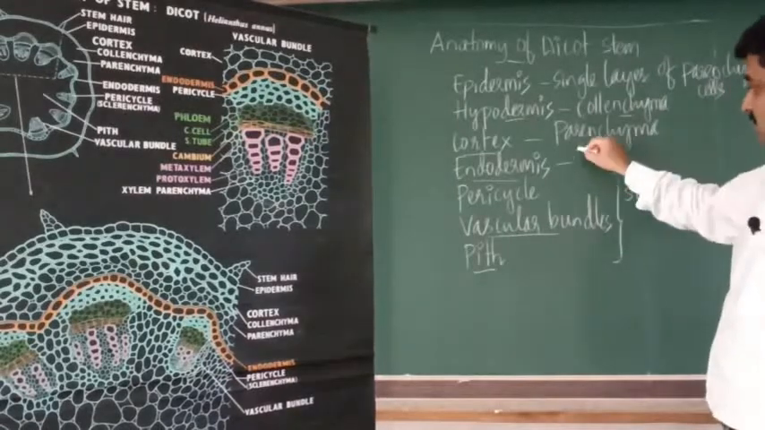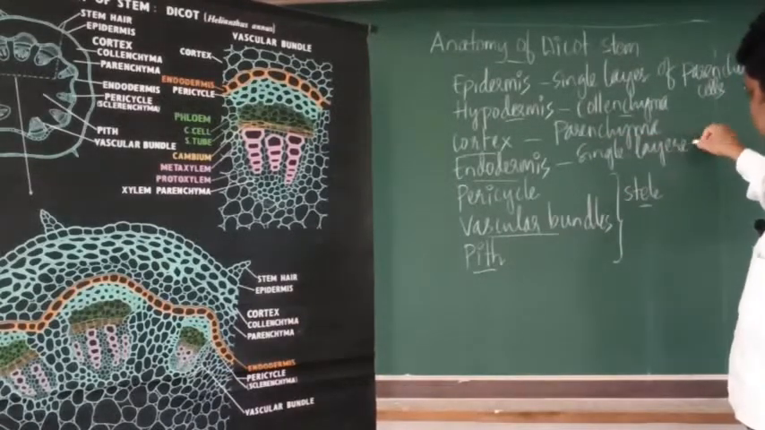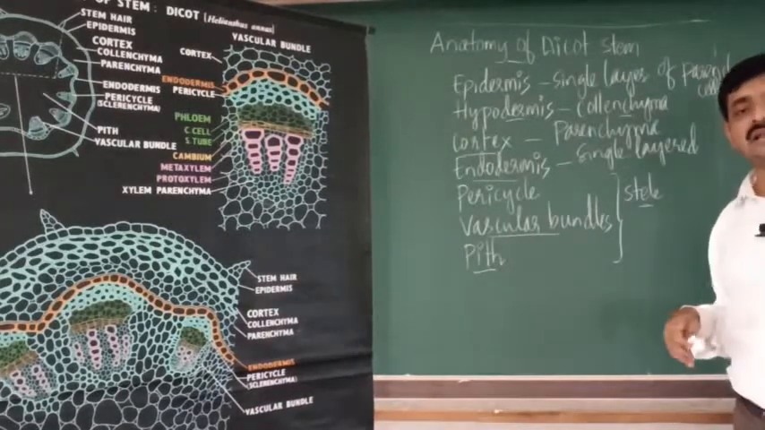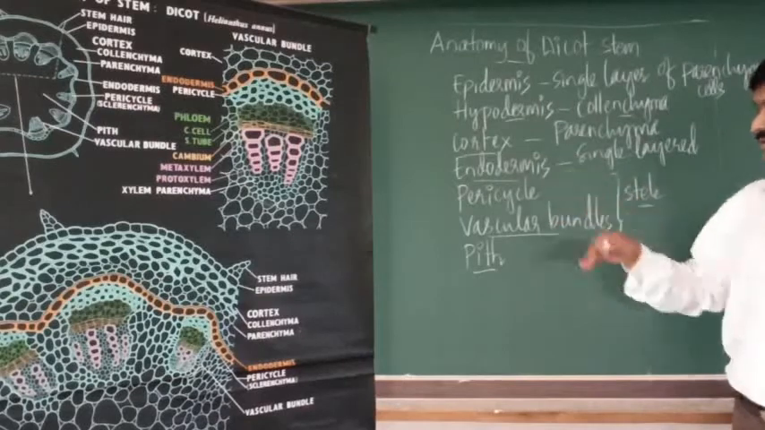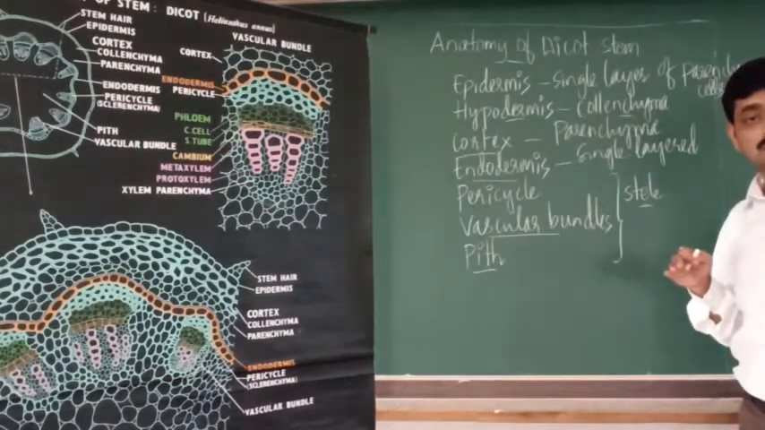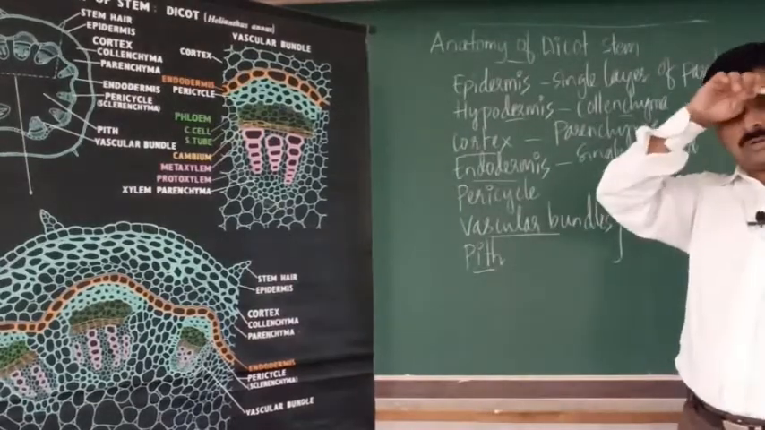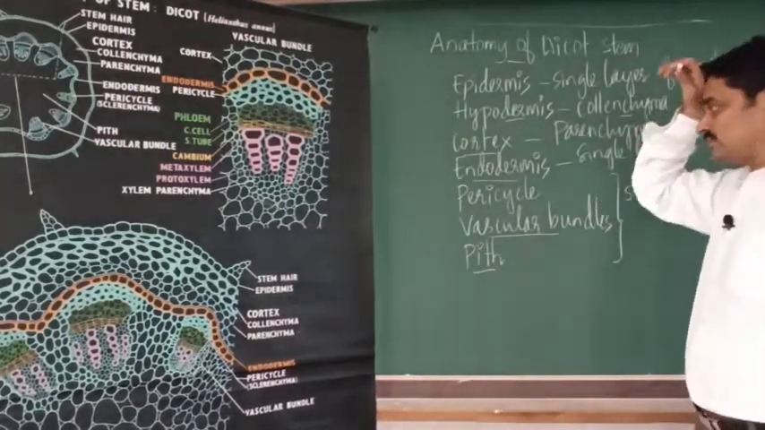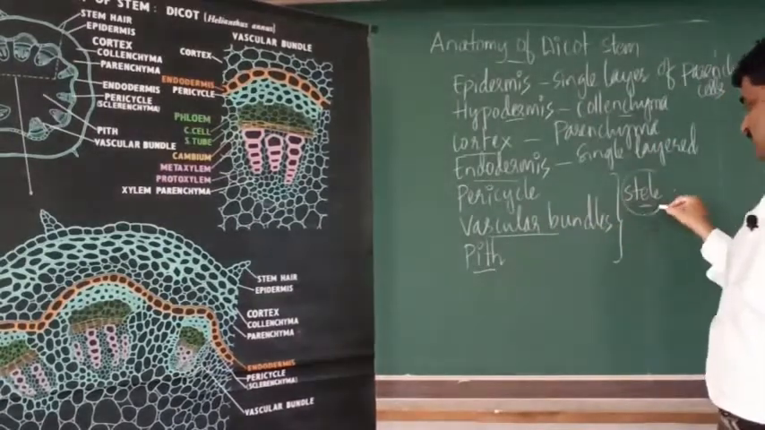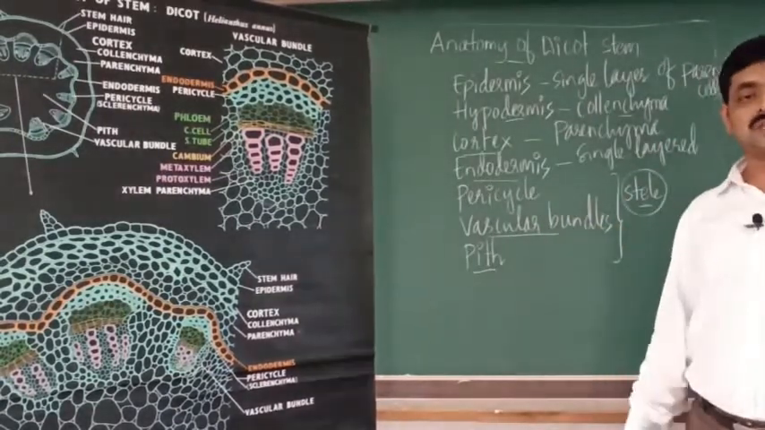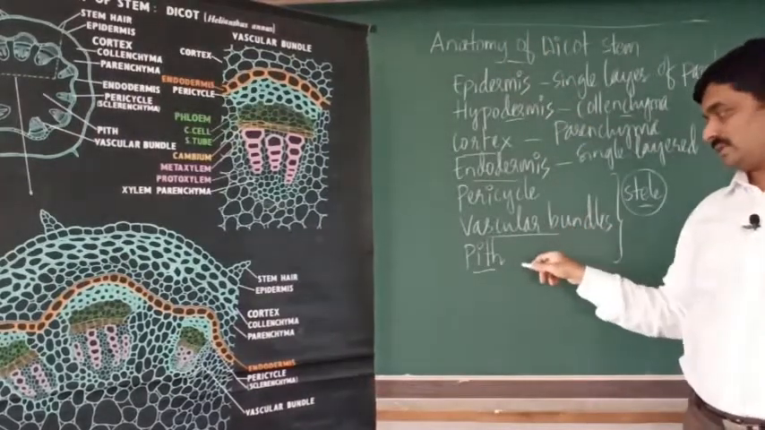So endodermis is again a single layer. It is composed of single layered parenchyma cells. So endodermis is the end point of cortex. Then below the endodermis, what can you observe? Below the endodermis, there is a part called stele. Now this stele is composed of pericycle, then vascular bundles and pith.